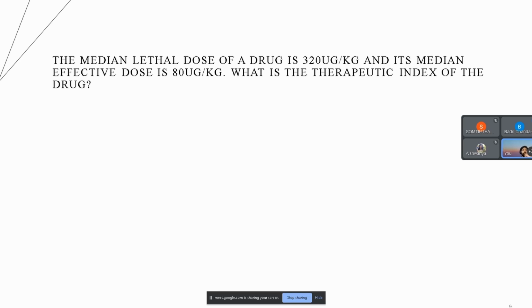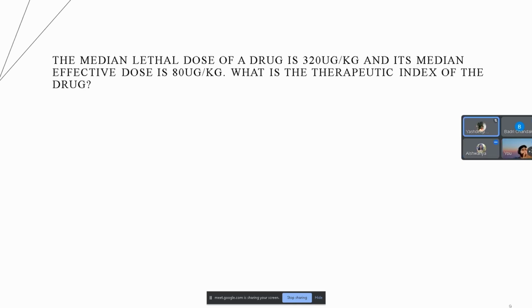Okay, so let's look at a couple of numerical problems. I'm not including too many from the previous year's assignments, because you have this year's assignments as well. But let's look at a couple. The median lethal dose of a drug is given to be 320 micrograms per kg, and its median effective dose is given to be 80 micrograms per kg. Given this information, what do you think is going to be the therapeutic index of the drug? It'll be 4. 0.25.